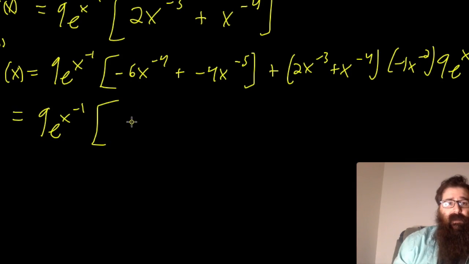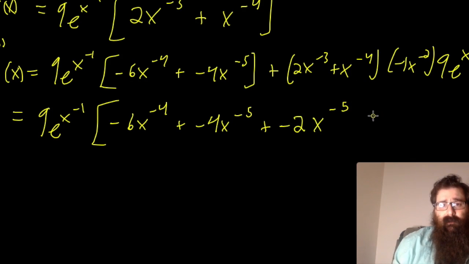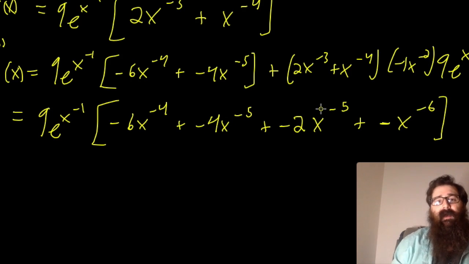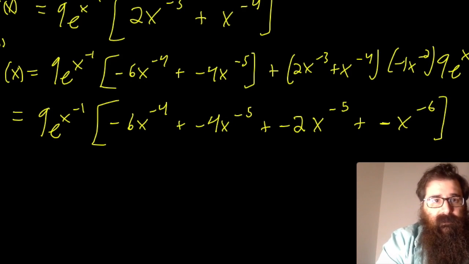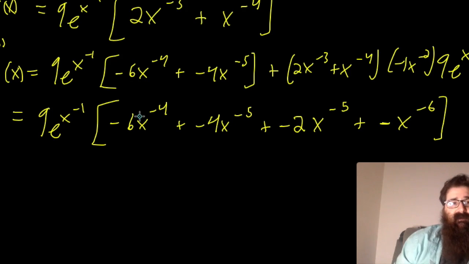But then what am I left with otherwise? I have negative 6x to the minus 4 plus negative 4x to the minus 5 plus, if I multiply this in, here I'm going to have negative 1 times 2 is negative 2. X to the minus 2 times x to the minus 3 is x to the minus 5. And then I have negative 1, so plus negative 1 x to the minus 6. And I could combine some like terms in there. I could rewrite as fractions, but just for the sake of saving on time, let me point out what I want to point out.